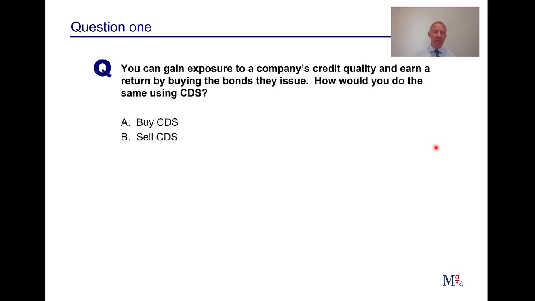So here's a question for you to think about for a moment. You gain exposure to a company's credit quality and earn a return by buying the bonds. I buy the bonds, I like the company, I get exposure to the credit, and I earn a return through that. How would I do the same through using CDS?